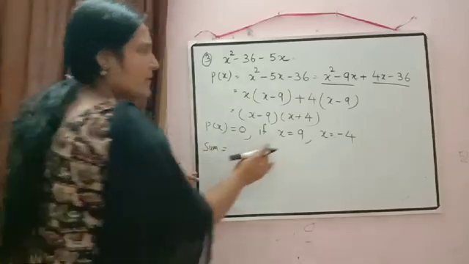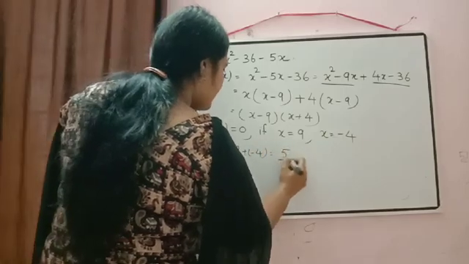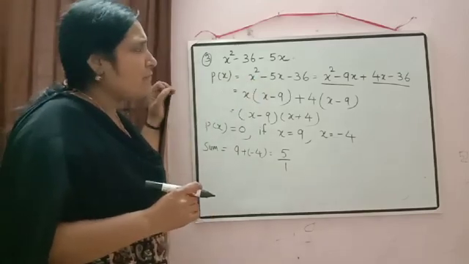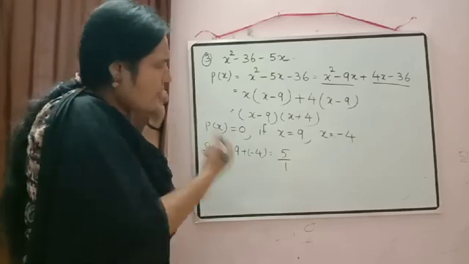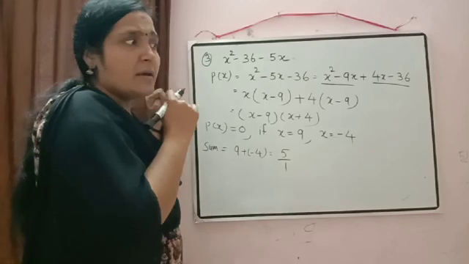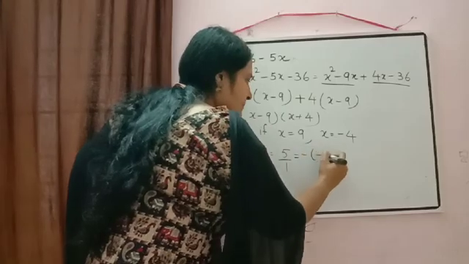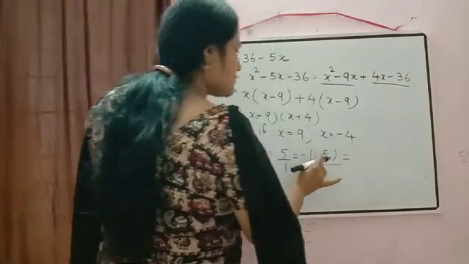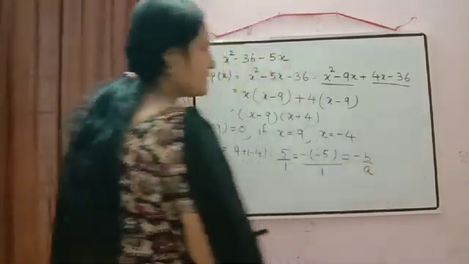Sum is equal to, add the two, what will come? 9 plus minus 4. So that will be equal to 5 by 1. But just check here, the coefficient of x is minus 5, means the value of b is negative. So how will we insert a negative sign here? Yes, we know negative into negative is positive. So this 5 can be written as minus of minus 5. This one we wrote just to get the answer, because we know our answer is minus b by a. So we will write down here minus b by a.